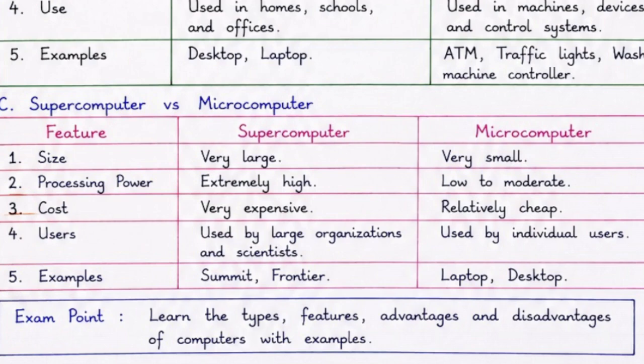Its processing power is low to moderate. It is relatively cheap, and is used by individual users. Examples: laptop, desktop. So exam point: learn the types, features, advantages, and disadvantages of computers with examples. Very important. And this brings us to the end of chapter 1.